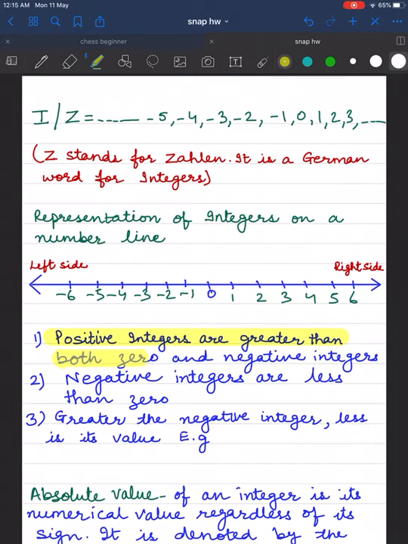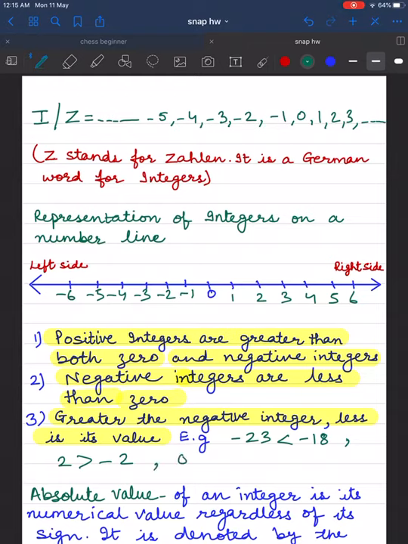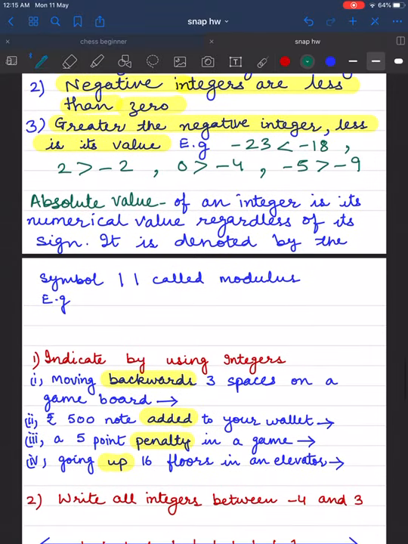all positive integers are greater than both 0 and negative integers. Negative integers are less than 0. Greater the negative integer, less is its value. Now, for example, minus 23 is less than minus 18. 2 is greater than minus 2. 0 is greater than minus 4, minus 5 is greater than minus 9, etc.